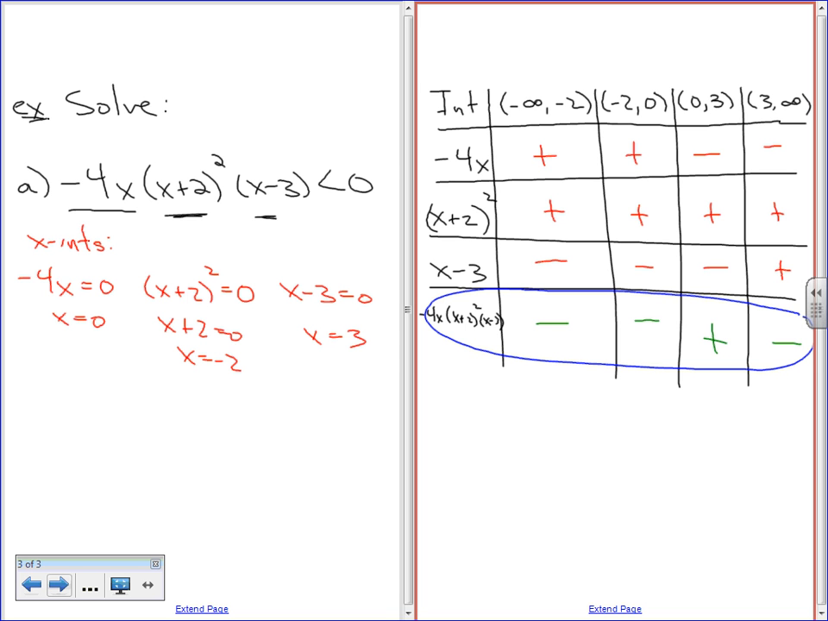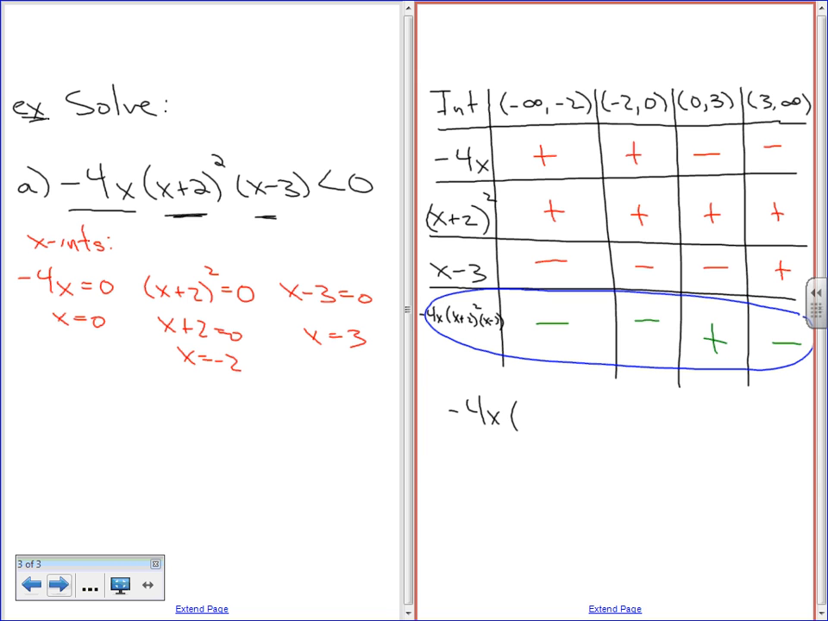Does that make sense? So if I graph this function, the only time it would go above the x-axis is between 0 and 3. Every other time it would be below the x-axis. So then I'm going to write down the answer to my question.